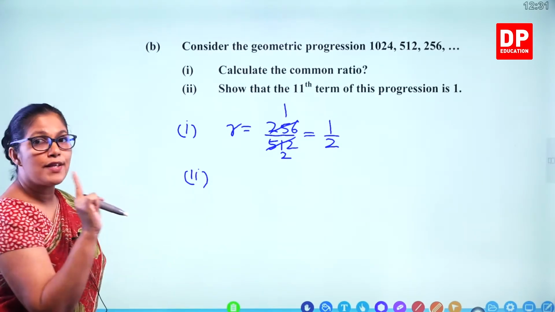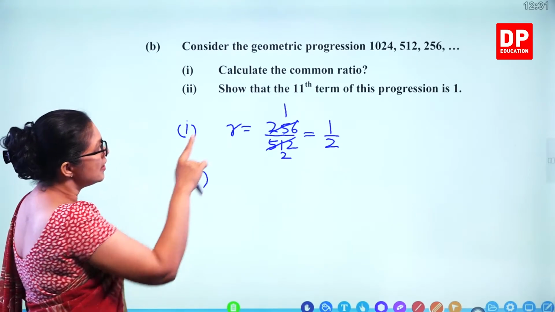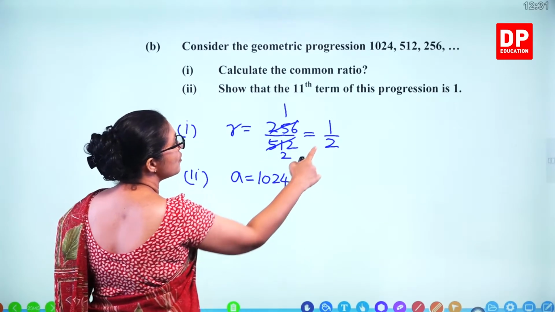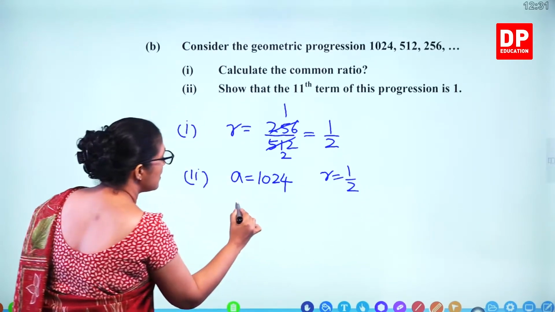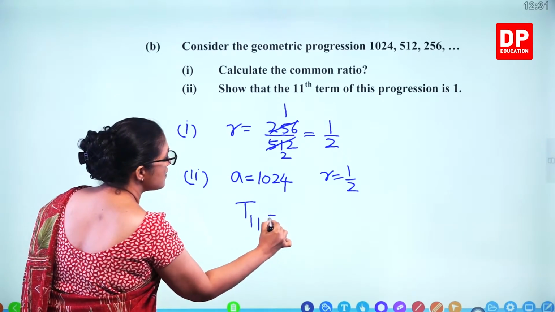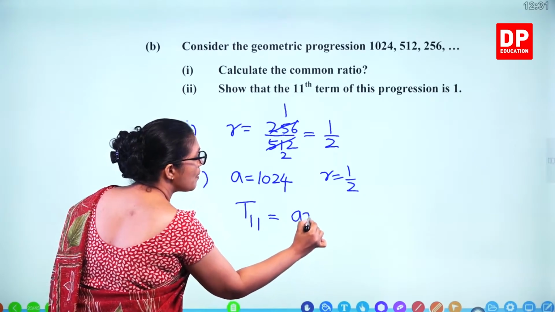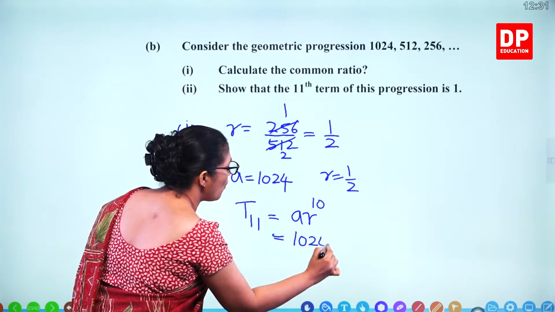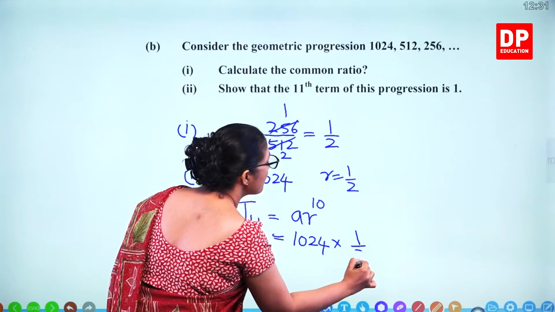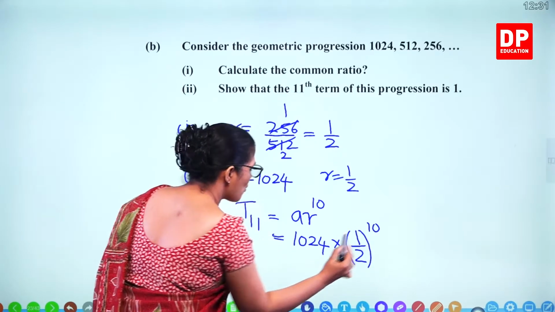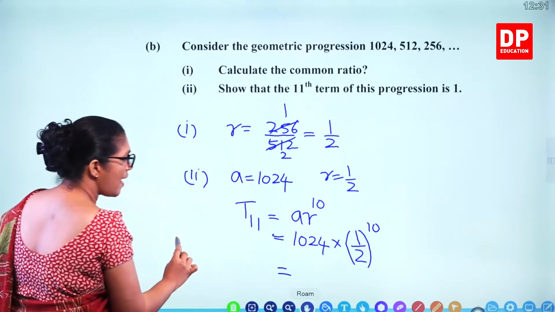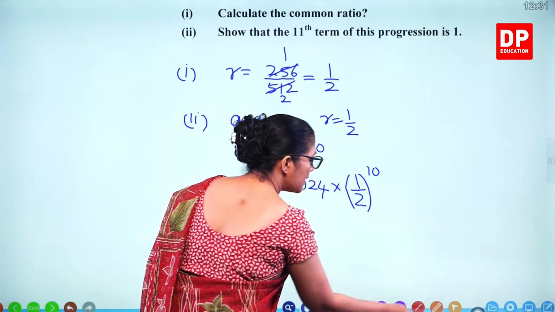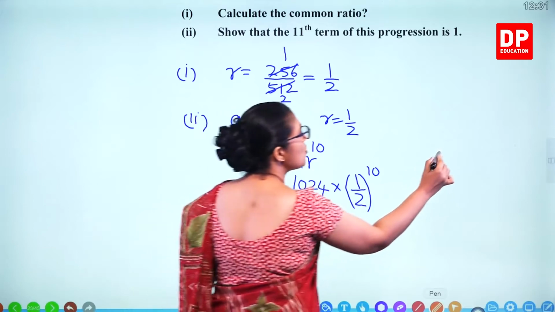So how do you find the 11th term? We need A, and we know the common ratio is half. The 11th term, T11, is equal to AR to the power 11 minus 1, which gives 10. Now substitute A equals 1024, times half to the power 10. So what is 2 to the power 10? We can write 1024 in terms of this.